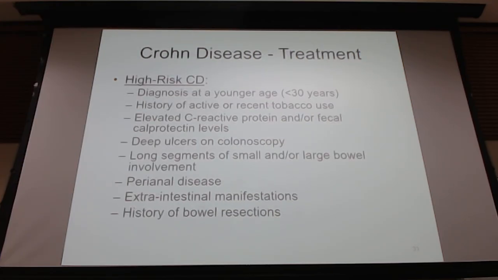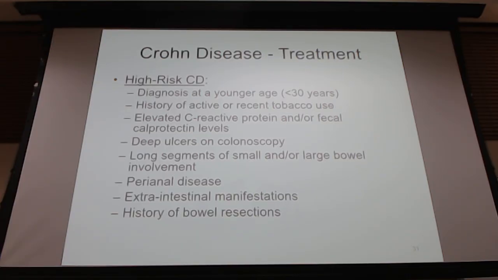Now we have our people that are high risk. Typically those are people that we catch when they're younger, so under the age of 30. They do typically have a very strong social history that relates to tobacco use, either actively or in the past. Again, CRP is going to be elevated, that fecal calprotectin level, and we're going to see pretty significant ulcers on colonoscopy. So long segments, a little less skip lesions and a little bit more large involvement.